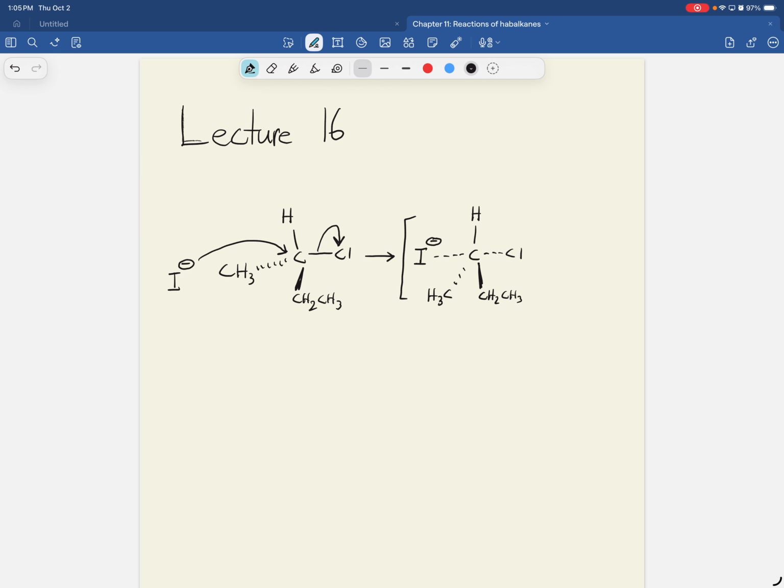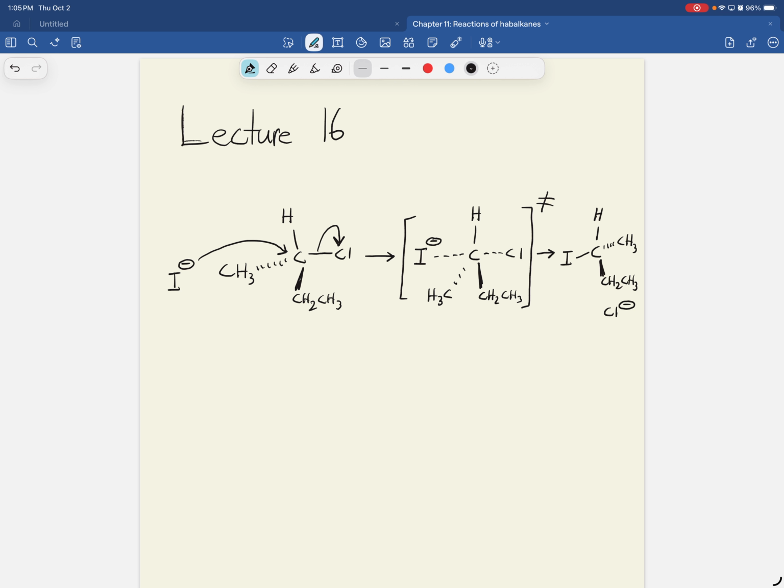CH2, CH3. Okay. Double dagger here. And what we get here is our carbon atom will now have the opposite configuration of stereochemistry. Okay, so now the CH3 is pointing this way. And then the ethyl group here, CH2, CH3. All right, Cl minus will stick around here as the ion.